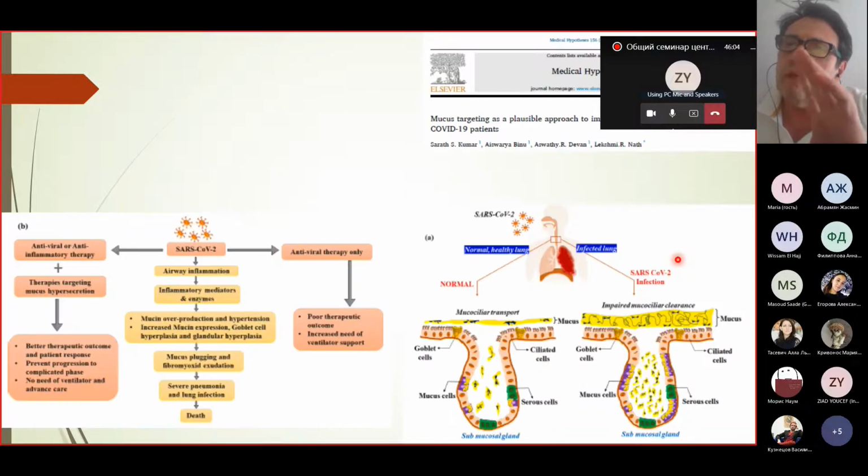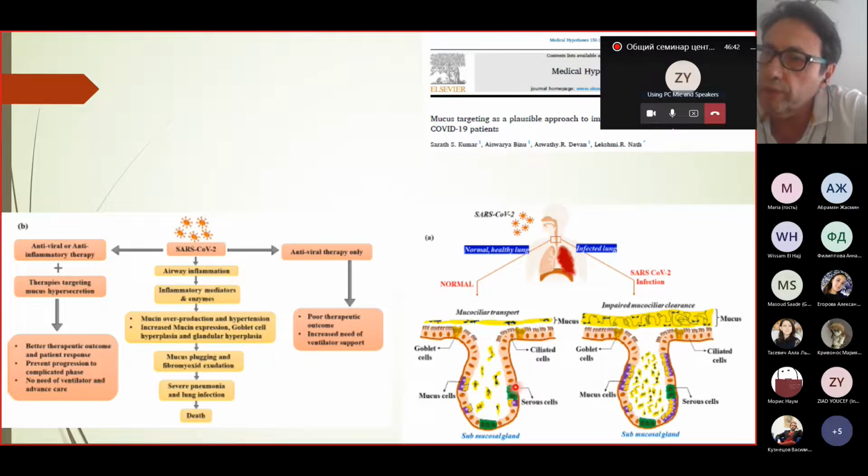Here it is basically the same, but from another paper, another schematic representation. If we look at this right image here, we see at the left the normal case, at the right the SARS-CoV-2 infection. You see this yellow layer, it's mucus, it is called mucociliary transport. It's a narrow layer of this mucus. At the right, when it is infected, this layer becomes very thick.